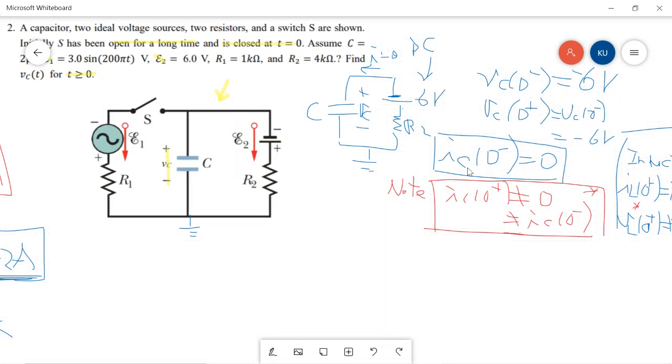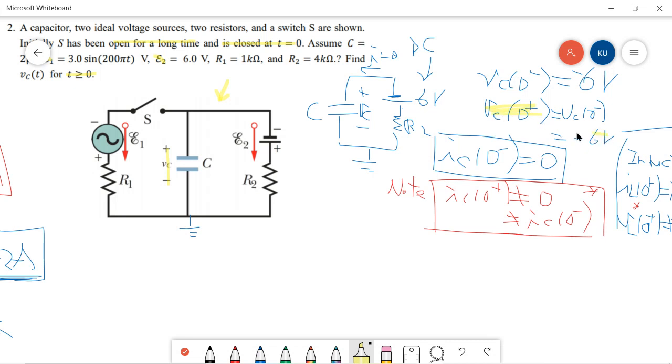Okay, let's come back, and we know that VC0 plus is minus 6 volt. So the next step is to consider the ODE describing the circuit. At t larger than or equal to 0, the switch is closed, which means it is short connected. Then we can write it like this.